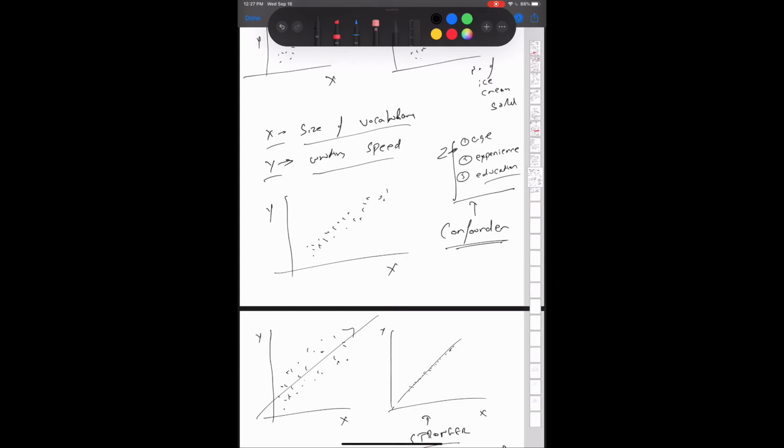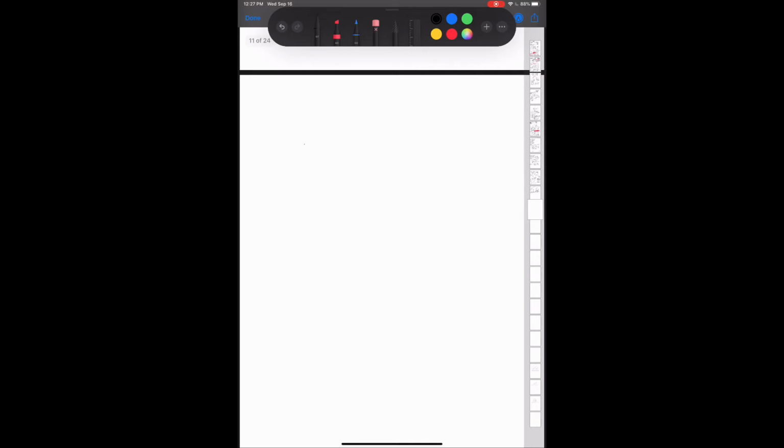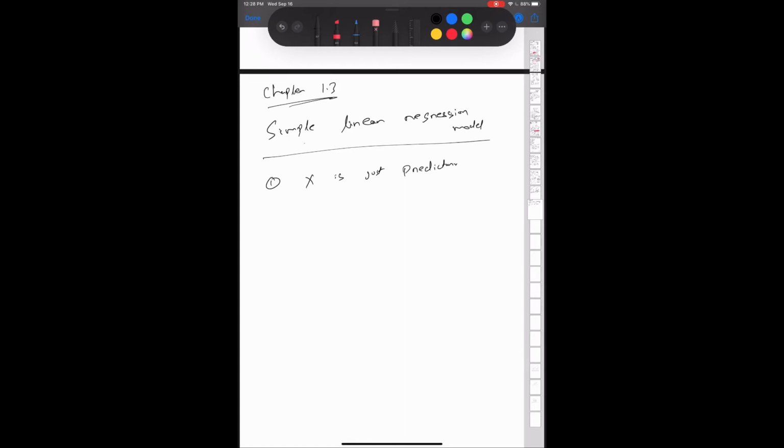So this is the motivation for why we want to do regression. Let's start with defining what regression is. This is chapter 1.3, and we're going to define what the simple linear regression model is. So what is a simple linear regression model? First, x is just one variable, just one predictor. So simple denotes that x is just one predictor.